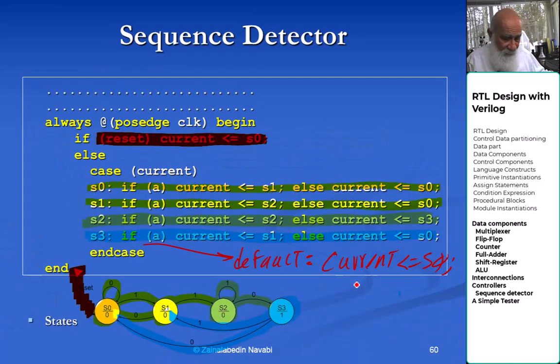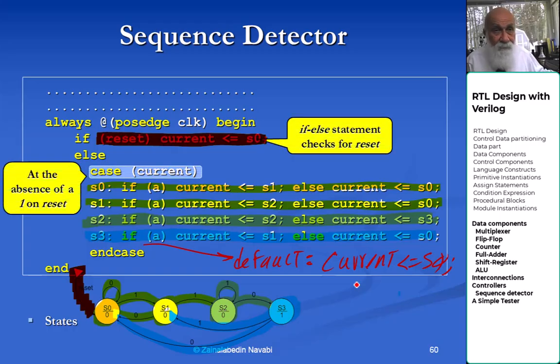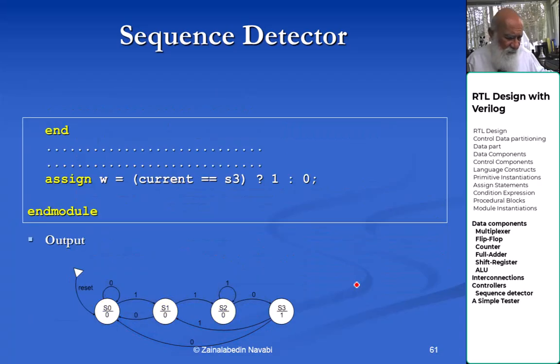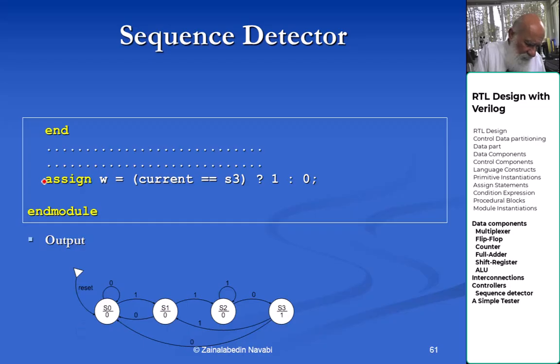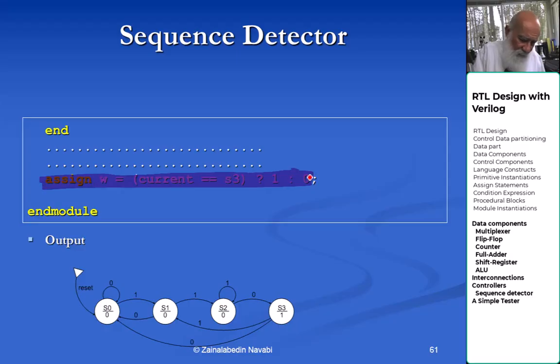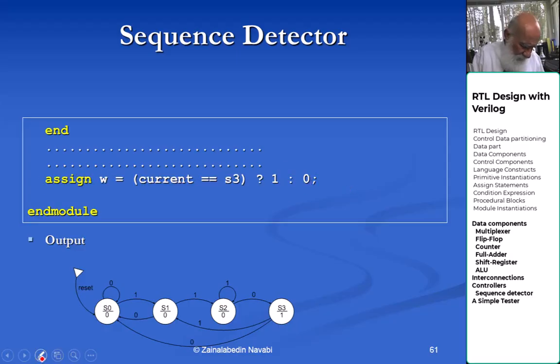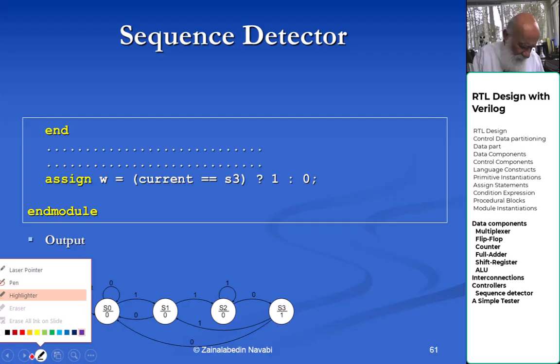And the only thing I haven't done yet is describing the output of my state machine. The output of my state machine, let's still use another color if I can find something. Okay. I will use an assign statement. Okay, it's too dark. And unfortunately, I don't have any other color.